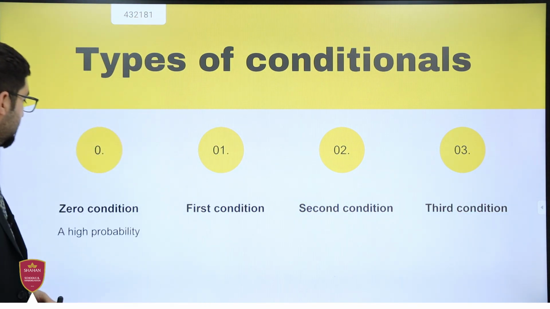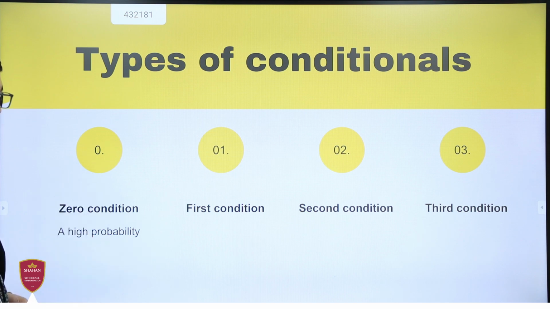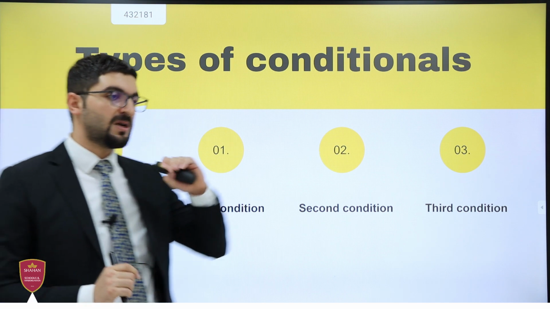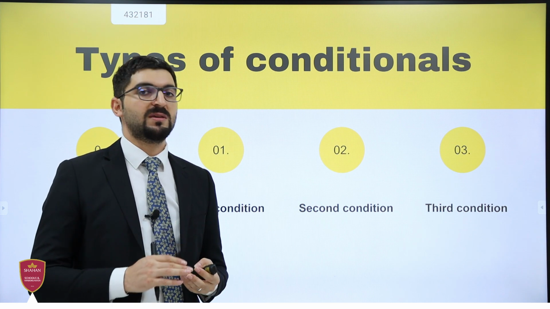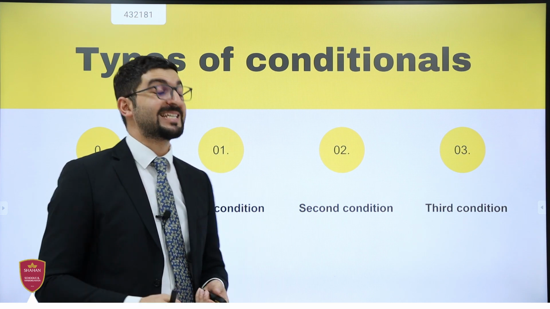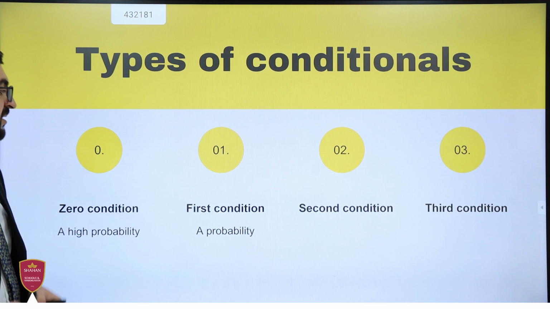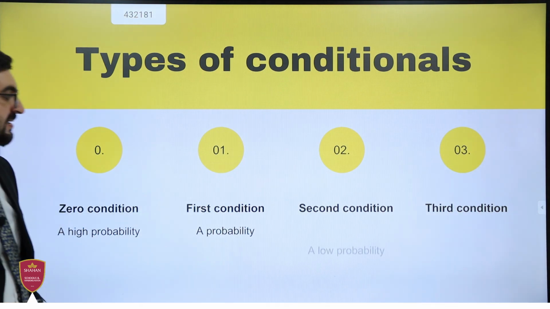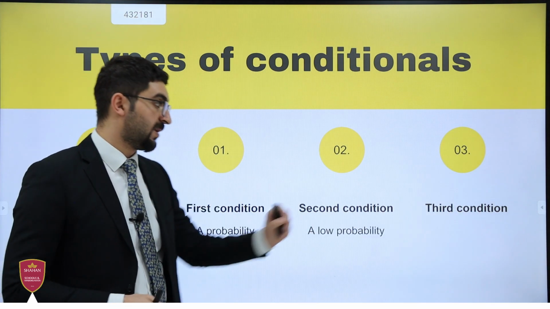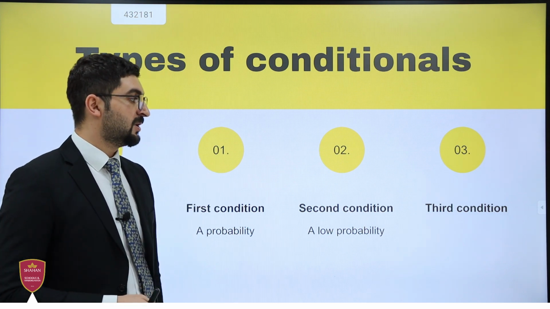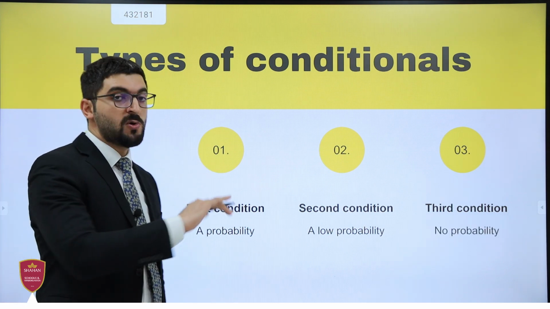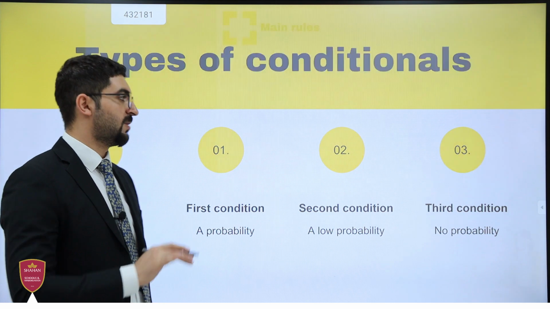So, for zero condition, we use it for high probability. It means a high probability is like something like a fact, and later on we'll explain more. And first condition, a probability, and second condition for a low probability, and the third condition we use it for no probability. Okay, no probability.